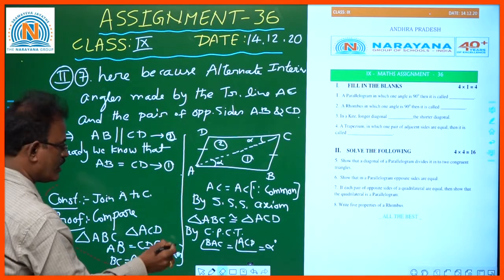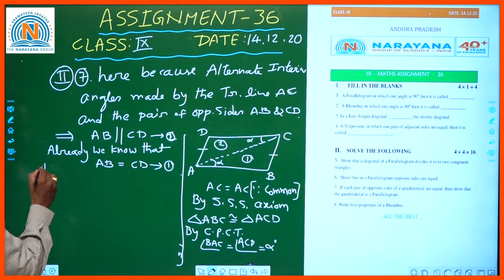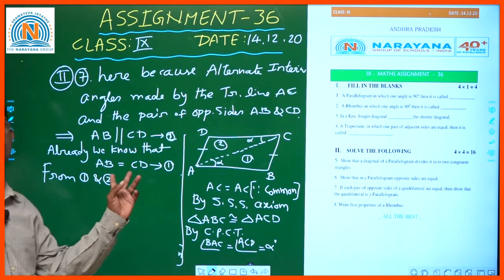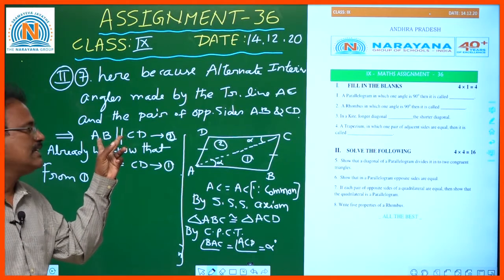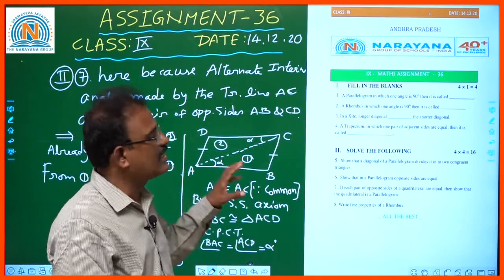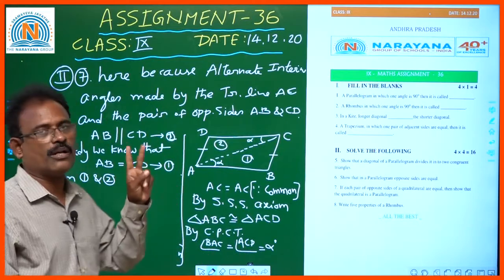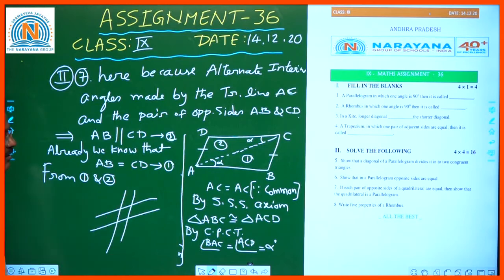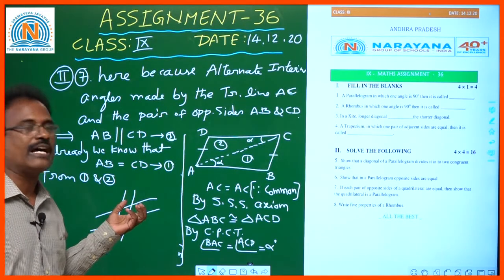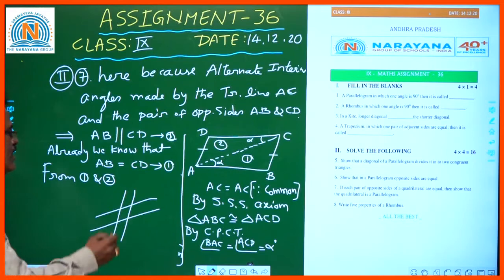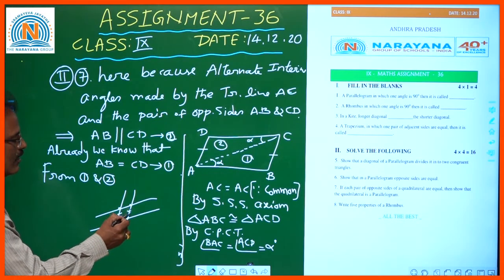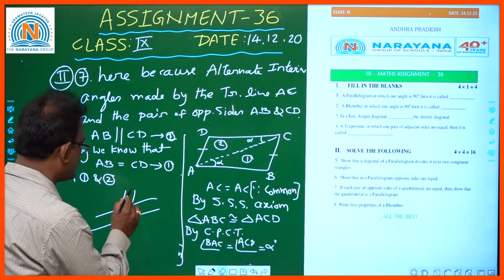So from these two identities, from 1 and 2, what is 1 and 2? AB is equal to CD and AB parallel to CD. So to accept the given quadrilateral is a parallelogram, we have two properties, children. First property is, if two pairs of parallel lines are intersecting, then the quadrilateral formed at the intersecting points is nothing but a parallelogram.